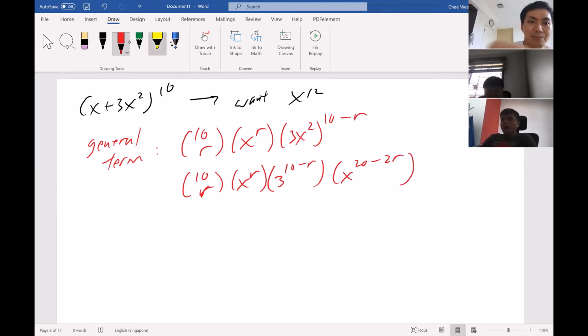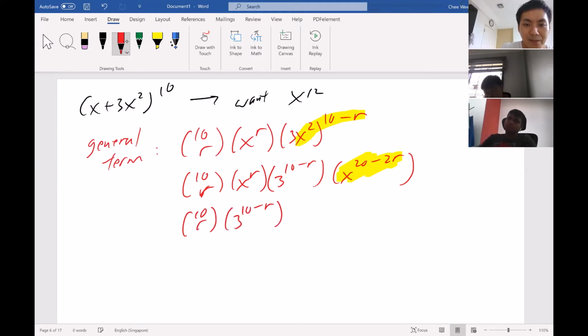Okay, so remember, this came from this. The 3 has to be removed from the situation. So then combining all the x and combining the numbers, 3 to the power of 10 minus r, then this will become x to the power of 20 minus r. Wait. 20 minus r.